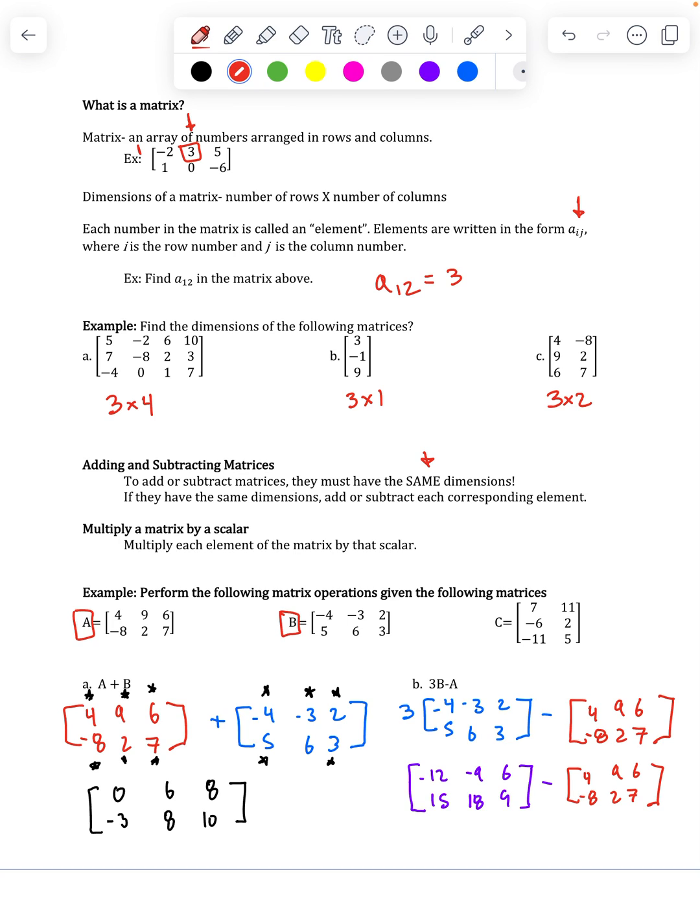And now I'm simply just going to subtract. So -12 minus 4, right? That becomes negative 16. Or negative 9 minus 9. That becomes negative 18. 6 minus 6 becomes 0. 15 minus negative 8 becomes 23. 18 minus 2 becomes 16. And 9 minus 7 becomes 2. And I'm done.